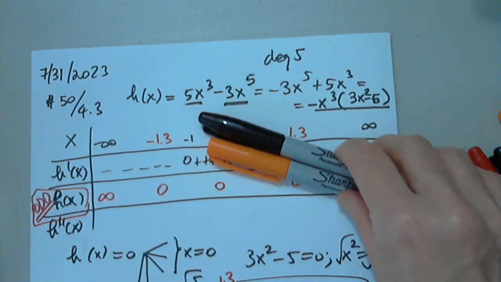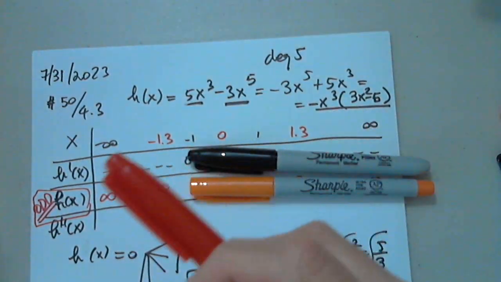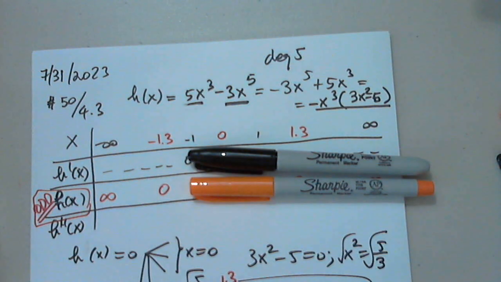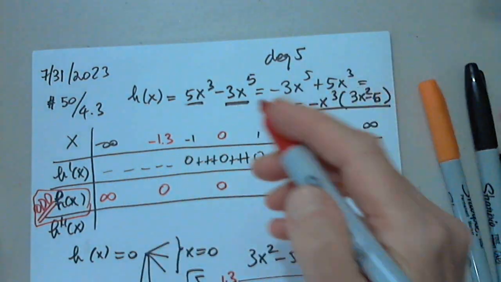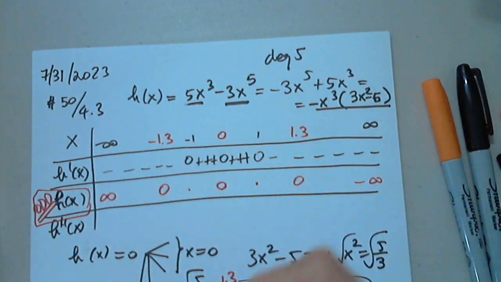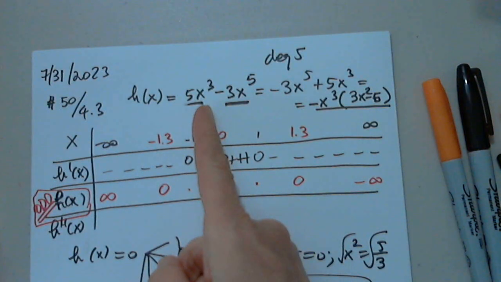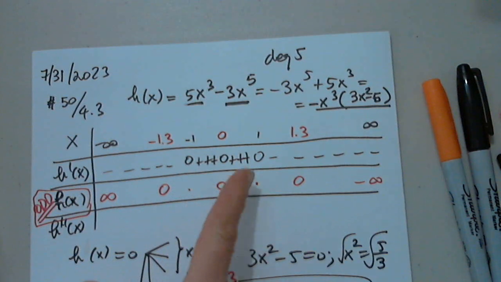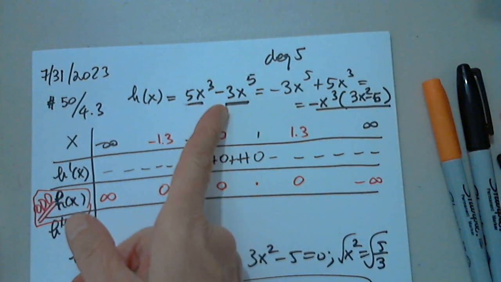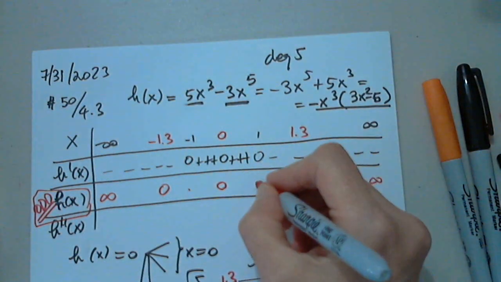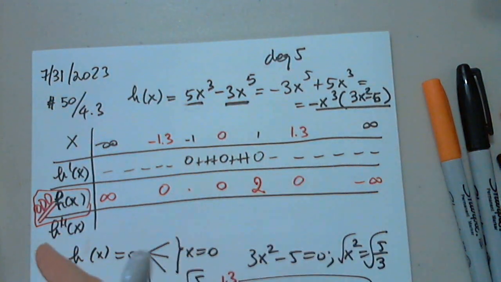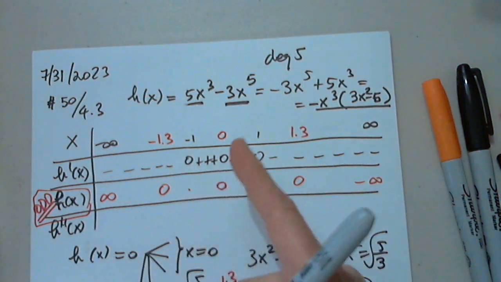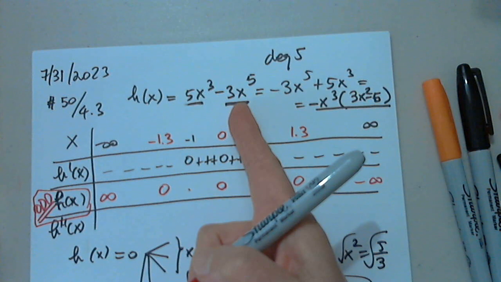So let's try. From infinity to 0, yes, that's okay. I have to find these two values first. And they have to be opposites because the function is odd. So when I plug in 1, 5 minus 3 is 2. When I plug in -1, it has to be -2. Okay, so this will be positive.